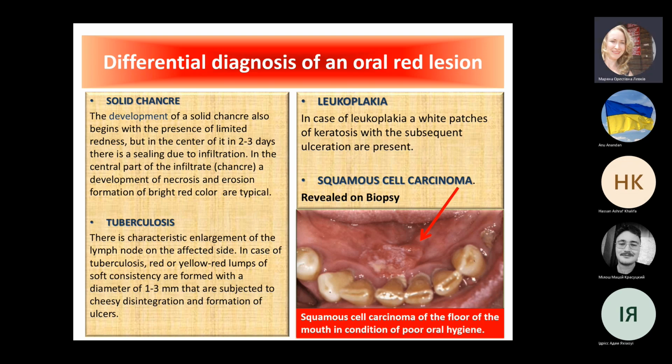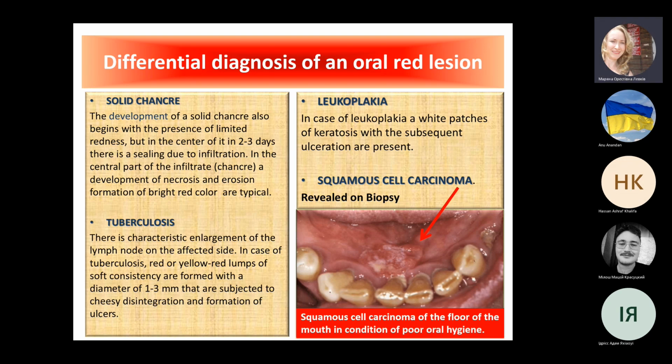So, solid chancre. The development of a solid chancre also begins with the presence of limited redness, but in the center of it, in 2-3 days, there is a sealing due to infiltration. In the central part of the infiltrate, necrosis develops and an erosion of atypical bright red color forms.